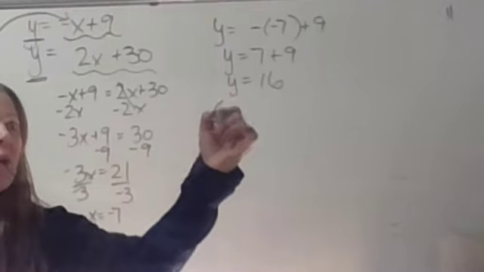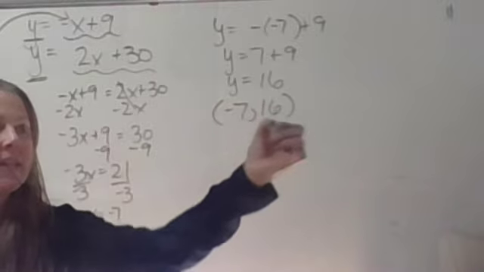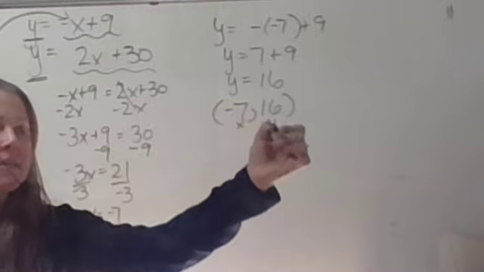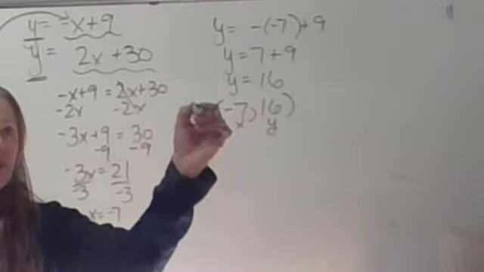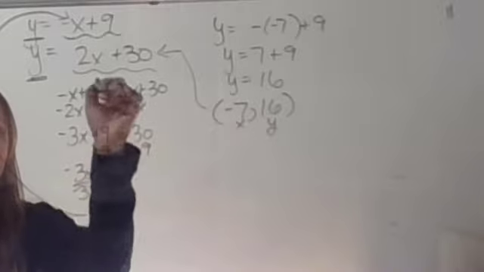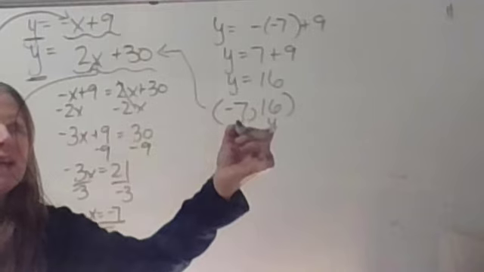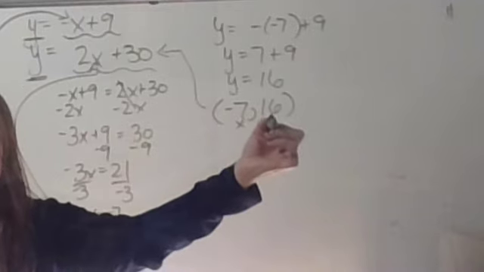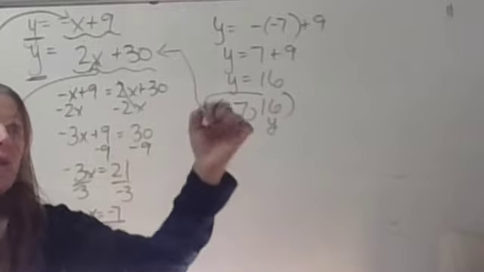Pretty positive our ordered pair solution is (negative 7, 16), this being the x and this being the y. But we're going to check that using this other equation. So you could either plug negative 7 into this equation to check, or you could plug negative 7 in for x and 16 in for y and check. So I'm going to just do this whole thing.